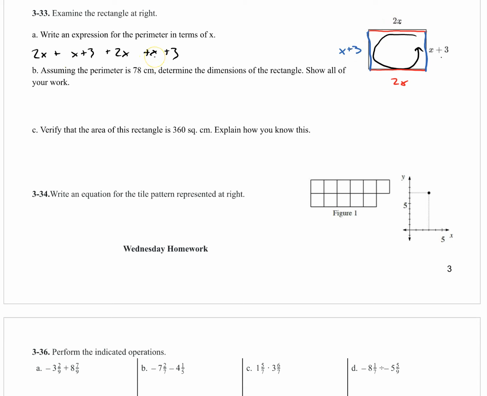That's what I did. Now, what if we know the perimeter is 78? But the perimeter is also this. So what do we do? We make them equal to each other. 2x plus x plus 3 plus 2x plus x plus 3 is the perimeter, and that's equal to 78. Combine like terms. 2x plus x, so that is 6x plus.